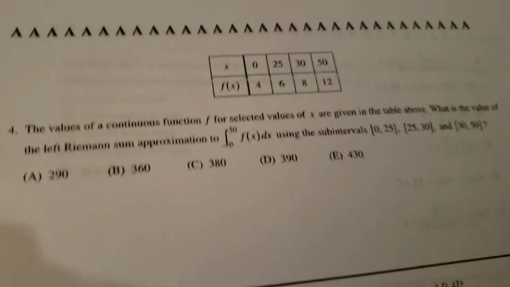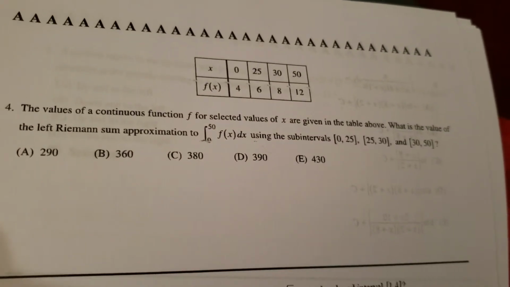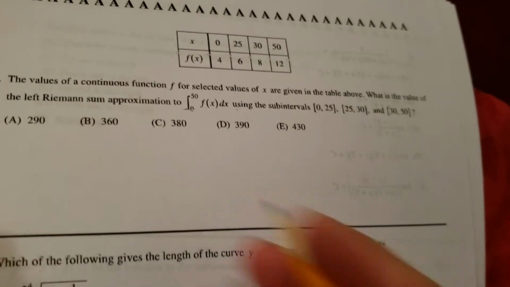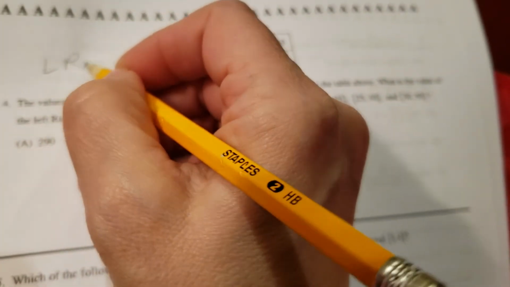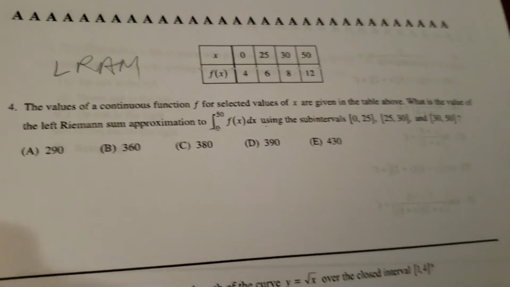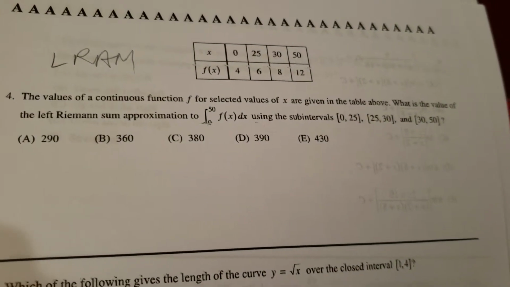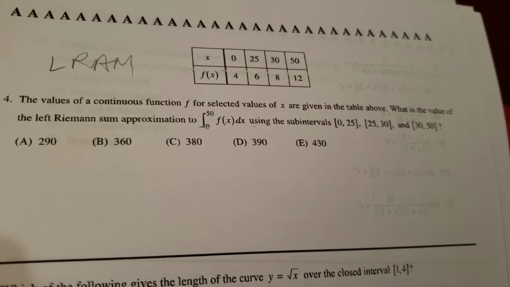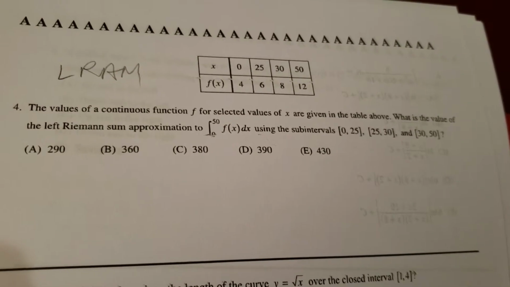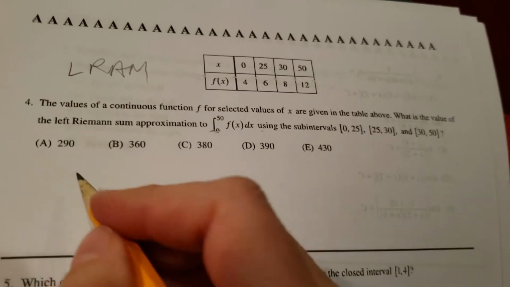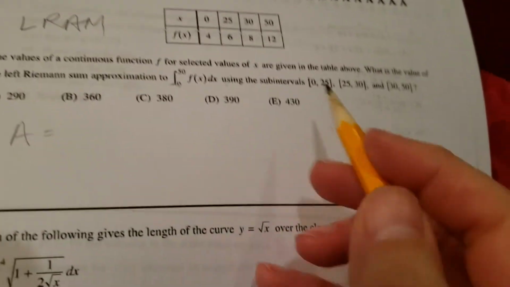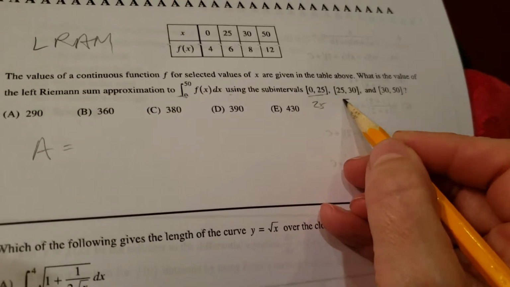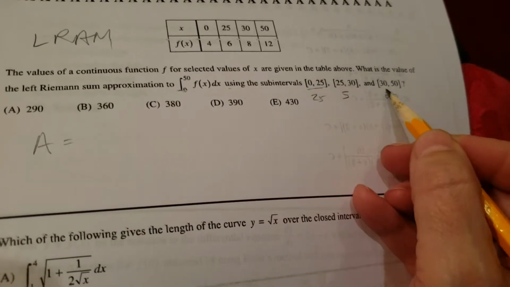Okay, number 4. Ooh. Continuous function. Left Riemann. Okay, so we're doing LRAM, right? On those 3 intervals. So LRAM means you're starting from the left. So we're using the first f value here, which is 4. That would be our height. Our first interval is from 0 to 25. So since we're using rectangles, the base of the first rectangle is 25. Then the next one is 5, and the next one is 20, right?